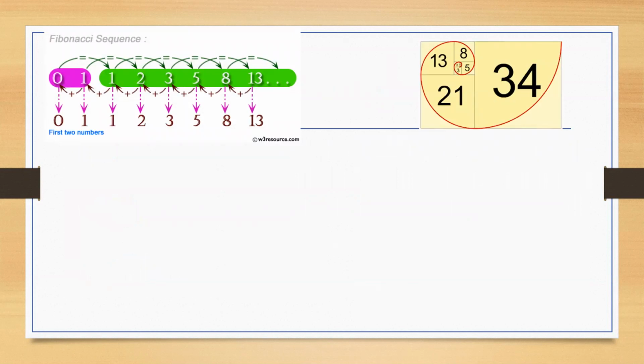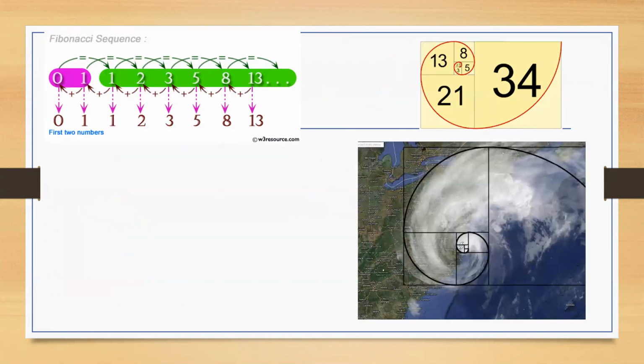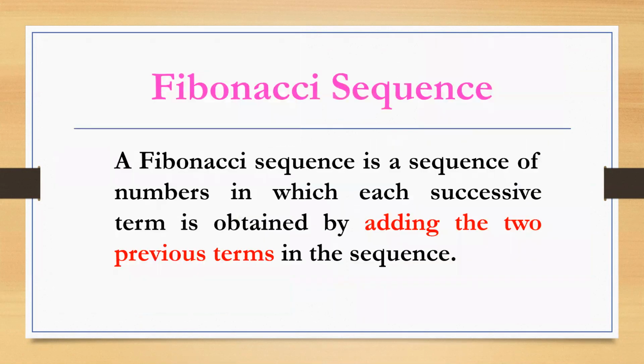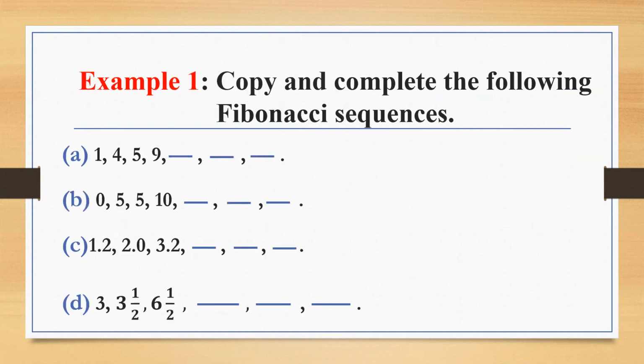So these are examples of the Fibonacci sequence in real life. You can see the spiral. A Fibonacci sequence is therefore a sequence of numbers in which each successive term is obtained by adding the two previous terms in the sequence. Let us have a look at the first example.